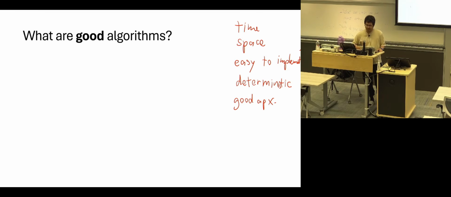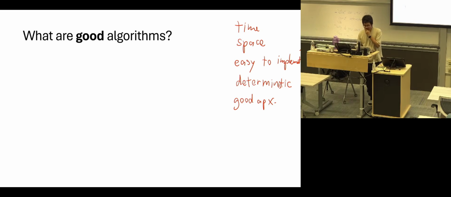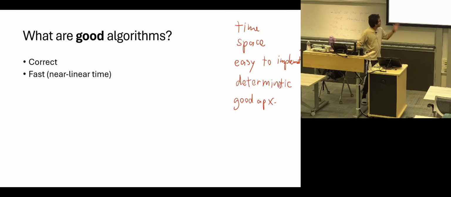Okay. Any other ideas? Yeah, one thing that is quite important is that it should be correct too, because many algorithms that people use are not actually correct, like heuristics. So we kind of want that too, right? Okay, fast, I agree.